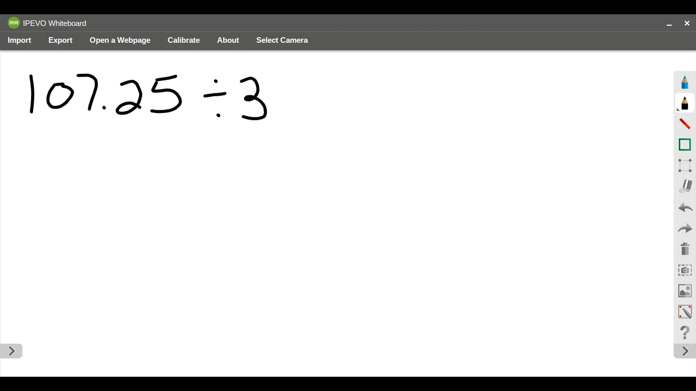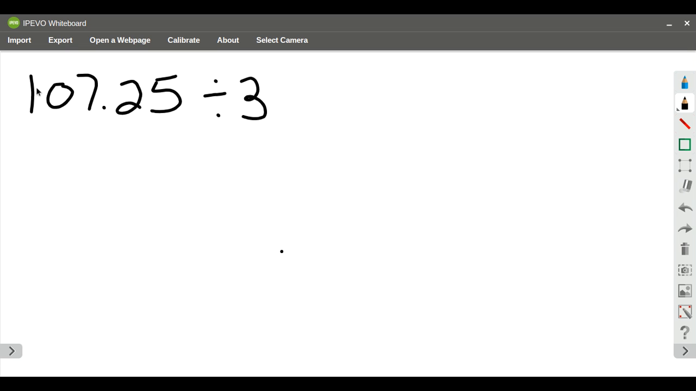So with our last lesson, we took a look at how we could use models to divide a decimal by a whole number. And in this lesson, we're going to look at how we can divide decimals by a whole number by using the standard algorithm. So the first problem that we're going to take a look at says this. A concrete mason separated 107 and 25 hundredths pounds of sand into three containers evenly. How much sand did he put into each container?